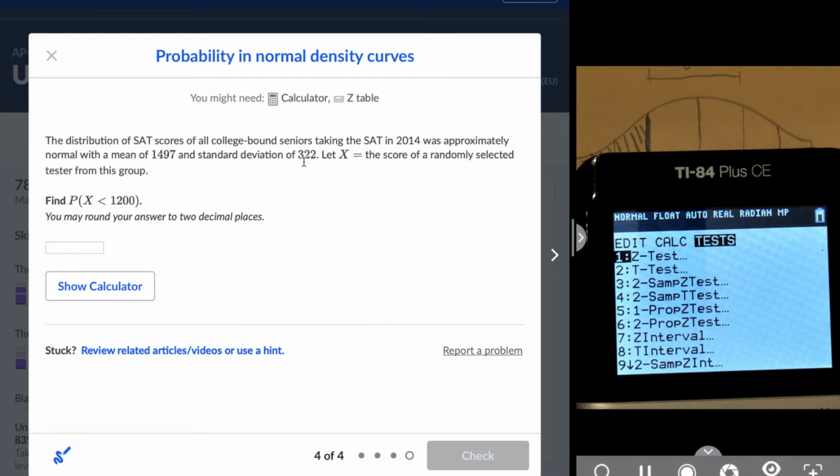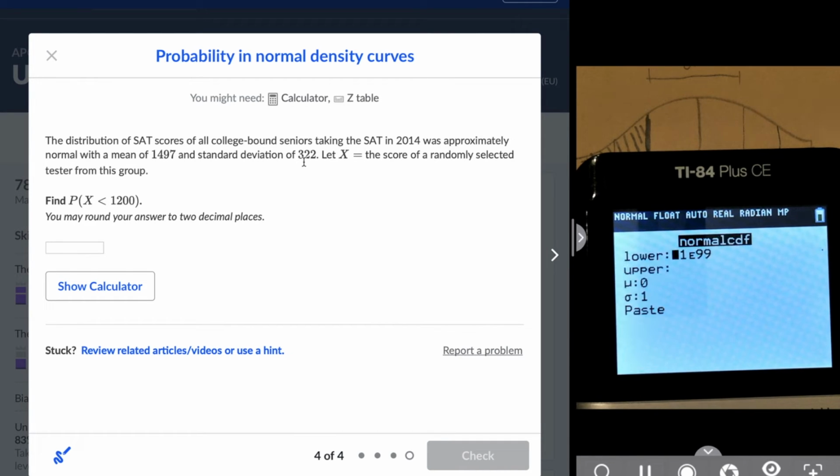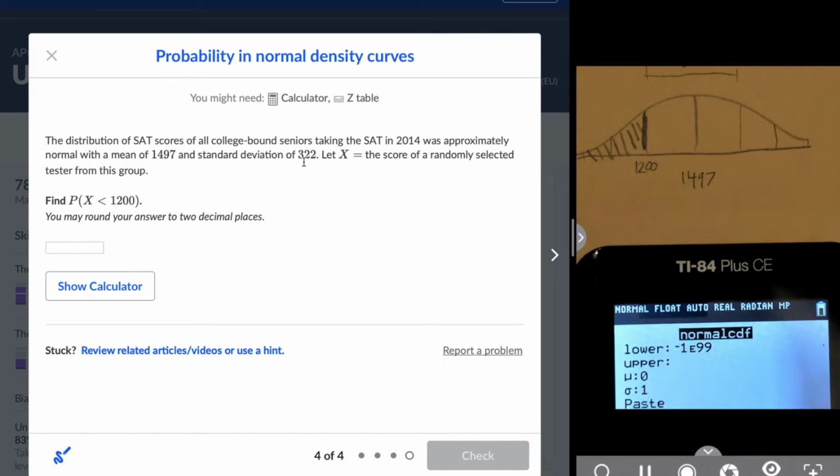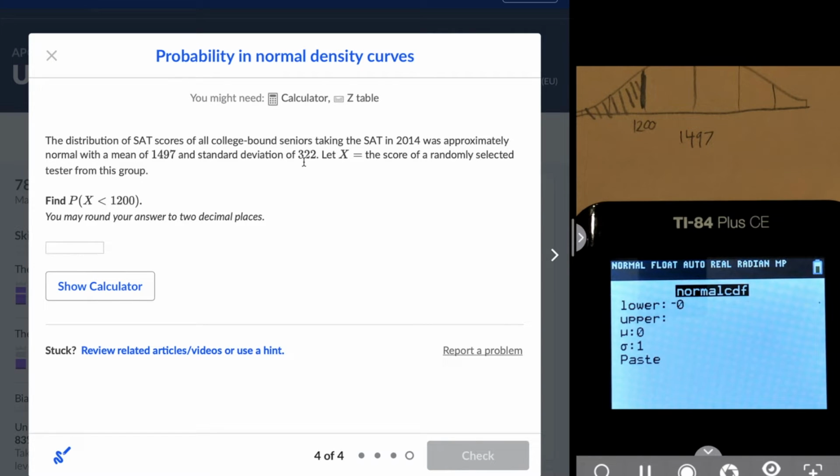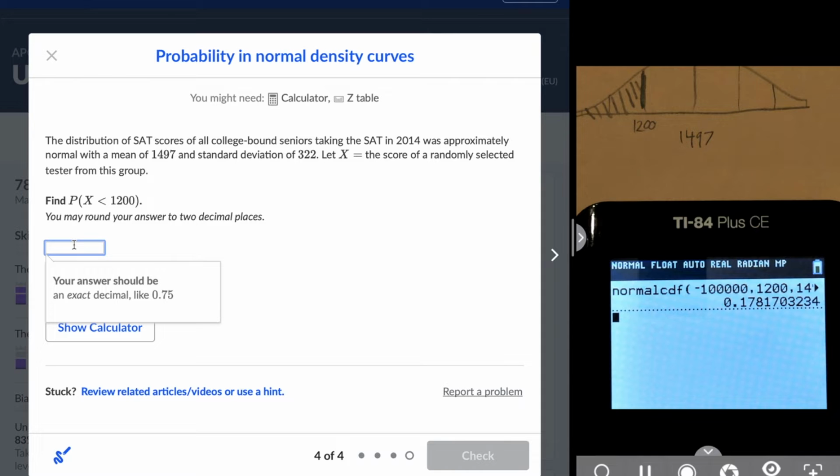Well, we would go to second distribution, normal CDF, and since this goes left forever, the lower bound is some huge negative number. Obviously we can't score that on an SAT. The upper bound is that 1200 because that's where I stop. That's as high as I can go because that was the cutoff value. The mean 1497, standard deviation 322, paste, and there's my answer, and to 2 decimal places that would be 0.18.